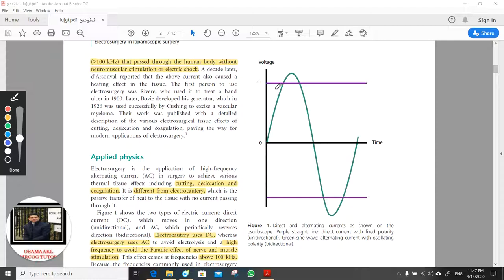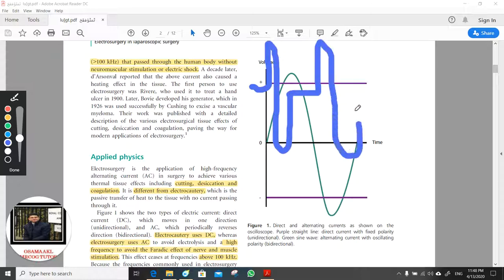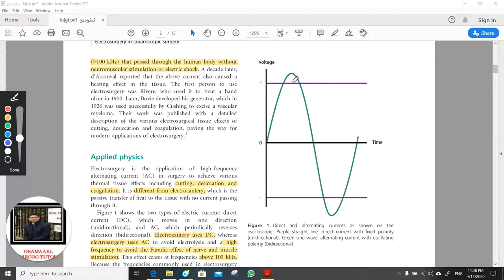You will find that in coagulation, you use high voltage, but intermittent or interrupted. This time in between gives rest for the tissue to cool again. That's why in coagulation, the heat and the temperature are not very high. While in cutting, we reach 100 degrees. This is our target. So by changing the frequency and the voltage, you can have coagulation, you can have cutting, and even you can have others.